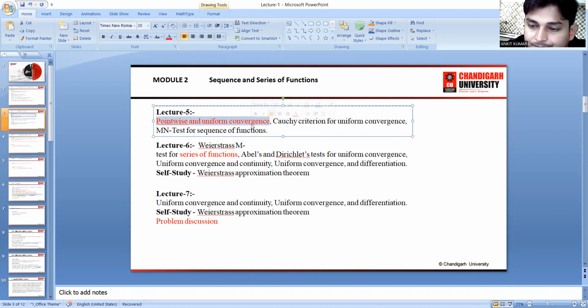So basically, in this lecture, I will cover what pointwise convergence is and what uniform convergence is. What is the difference between uniform convergence and pointwise convergence? Cauchy criterion. We will solve more and more examples, so that you can justify it and clear your concept about uniform convergence.